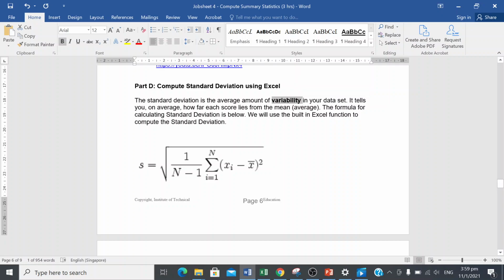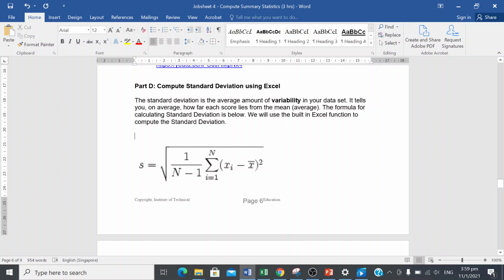For example, is your set of numbers like 2, 3, 4, 3, 4? If these numbers are 2, 3, 4, 3, 4, these numbers are very close to each other because they're only different by 1. So the variability in this data set is low.